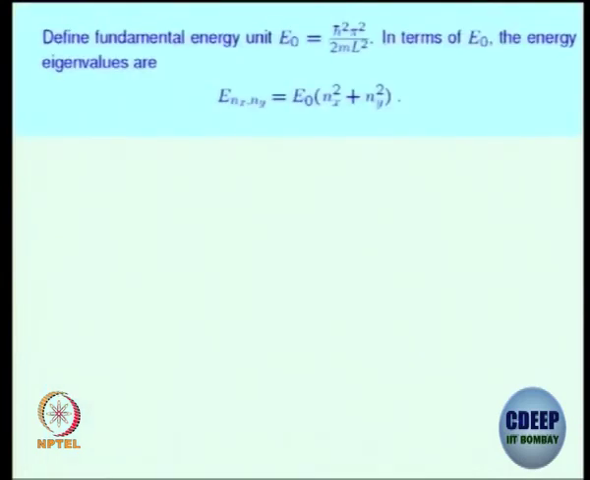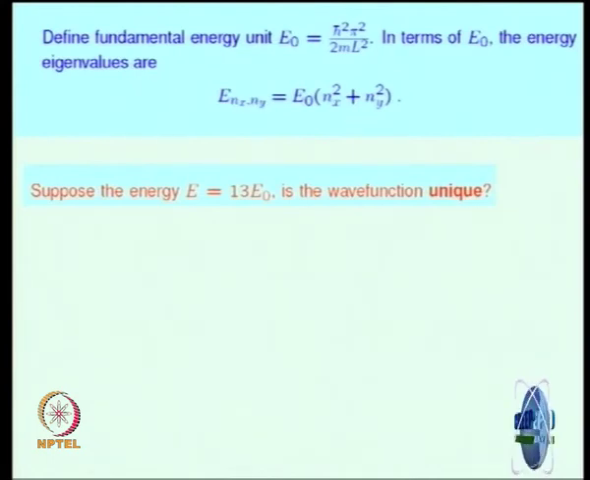Again you can define a fundamental energy unit and rewrite the particle energies in a two-dimensional box as E naught multiplying the sum of squares of two quantum numbers, nx squared plus ny squared. This is an exercise for you. If I tell you that the energy of a particle in a two-dimensional box is 13 E naught, is the wave function unique? What are the possibilities?